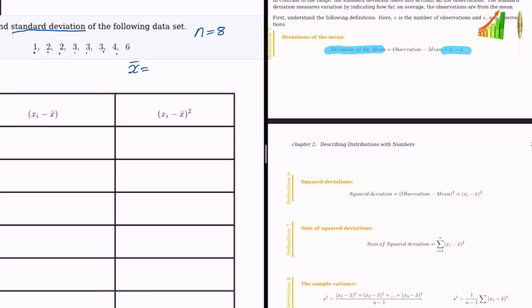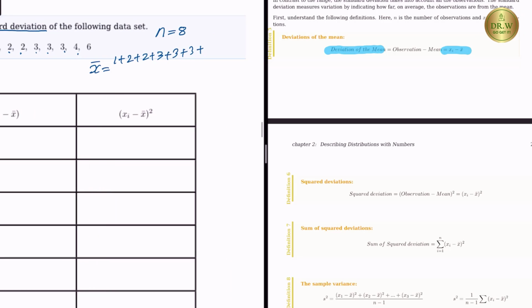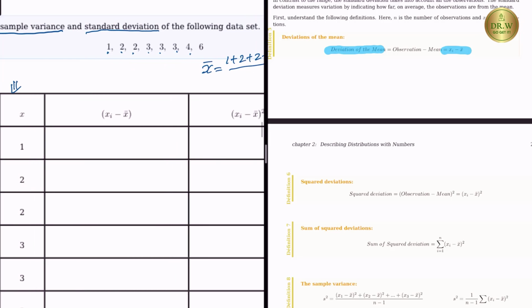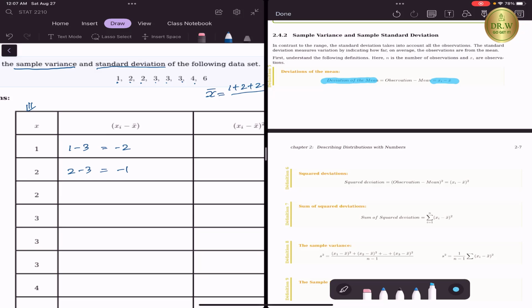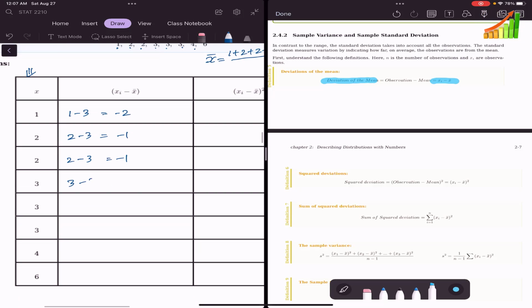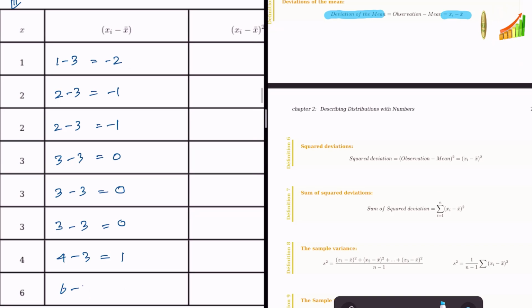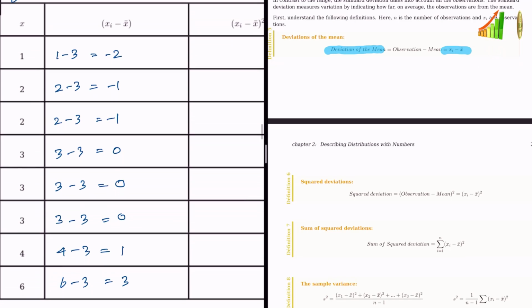How do we calculate x bar? x bar equals the summation of the observations, 1 plus 2 plus 2 plus 3 plus 3 plus 3 plus 4 plus 6, divided by the number of observations, 8. That is 24, right? 24 divided by 8 is 3. Then we can find the deviations of the mean: 1 minus 3 is negative 2, 2 minus 3 is negative 1, 2 minus 3 is negative 1, 3 minus 3 is 0, 3 minus 3 is 0, 3 minus 3 is 0, 4 minus 3 is 1, 6 minus 3 is 3. Okay, we have now deviations of the mean.